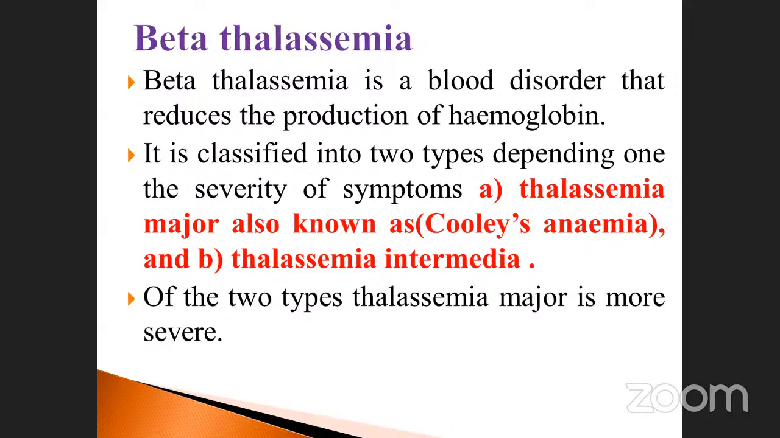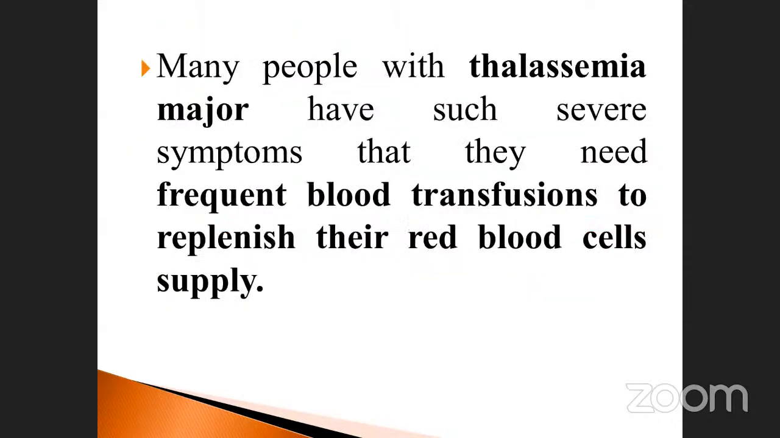You can easily imagine it like this: thalassemia major is called Cooley's anemia, and then thalassemia intermedia. These are the two types. Of these two types, thalassemia major is more severe. Of these two types of thalassemia, which one is the severe one? Thalassemia major is the severe one. That's why they have given it the name Cooley's anemia. So these are the symptoms.